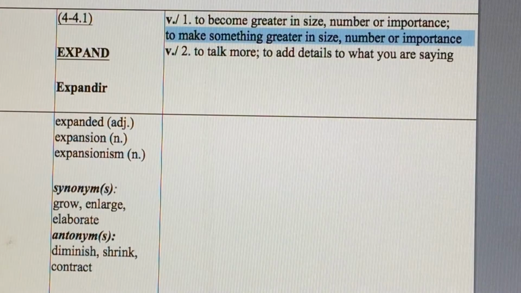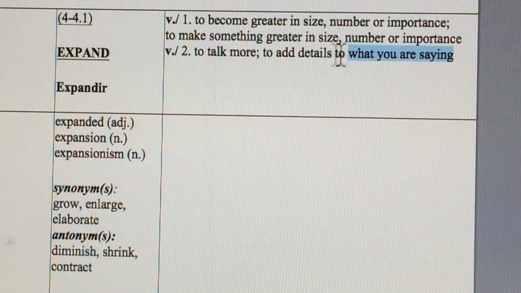In the second definition, it's slightly different. Well, not slightly, it is different. It's to talk more, to add details to what you're saying. So it is similar in that you were talking about more, but it's more specific because it's about adding details. And this synonym, elaborate, corresponds with the second definition.